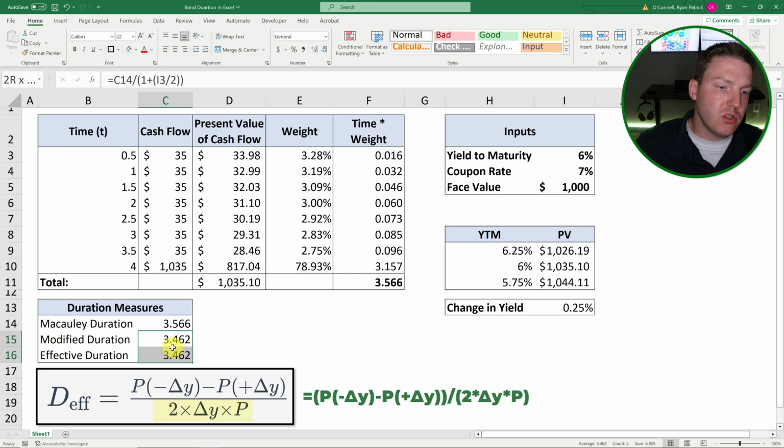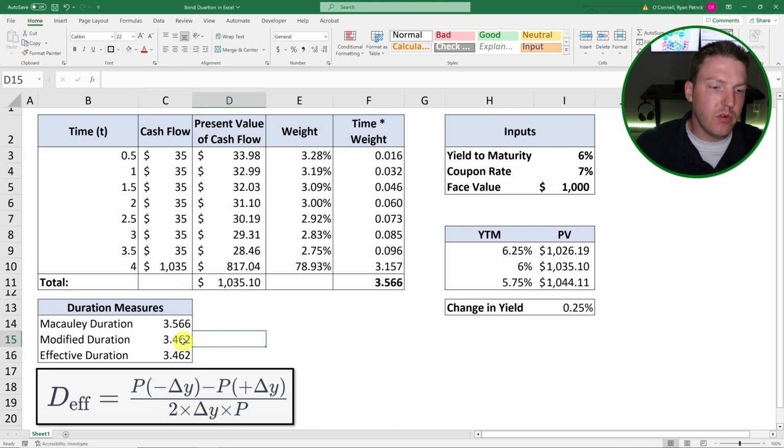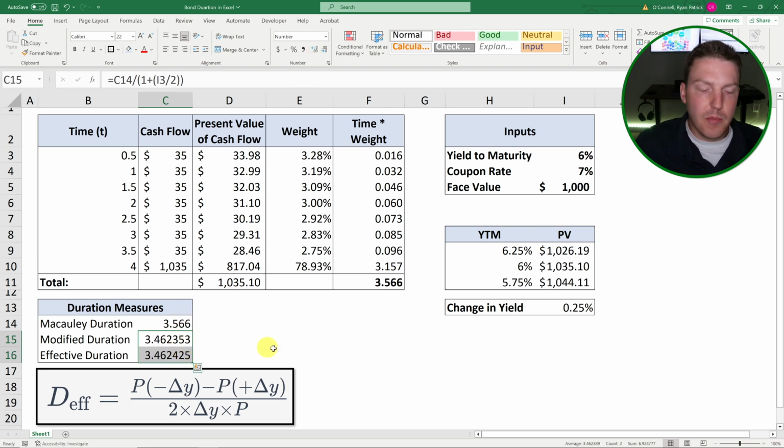And you can see that these two are close to the same. However, if we blow these values out, if we keep going, eventually we'll get to the point where they deviate. But they're so close. And one other thing I should mention is that the higher this change in yield is, the less accurate this calculation here actually will be.